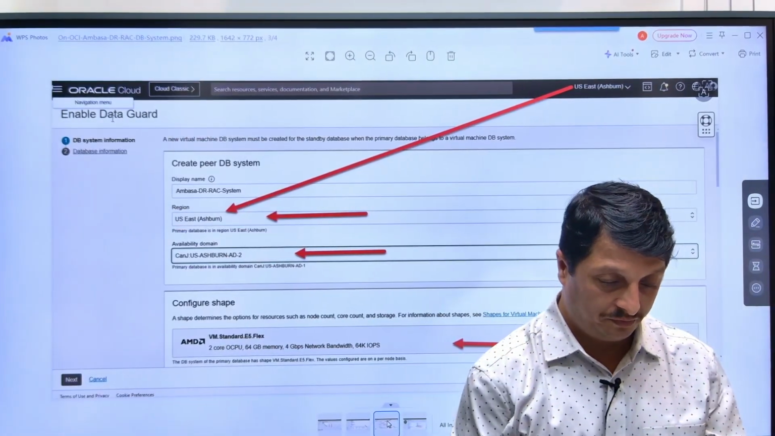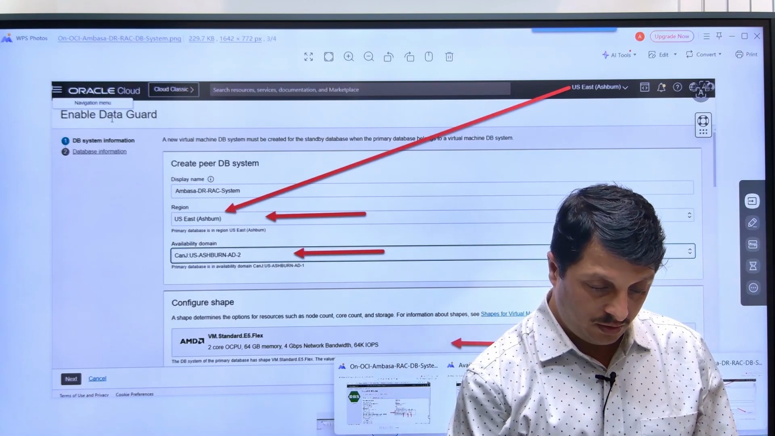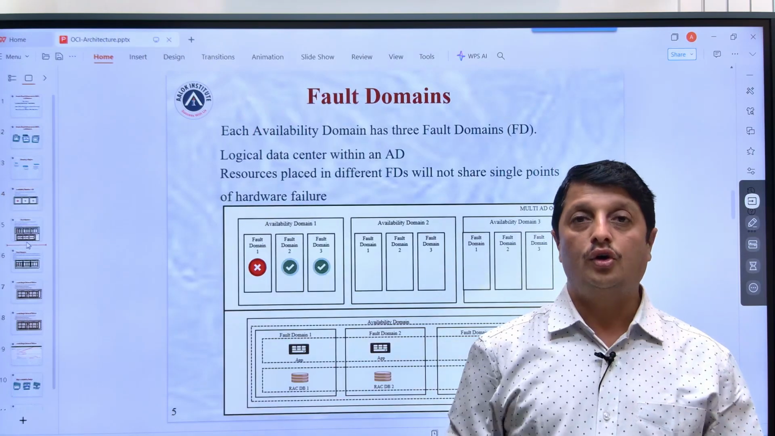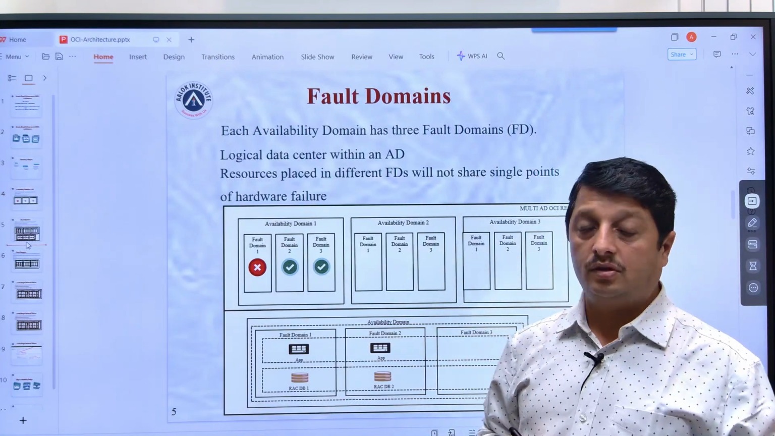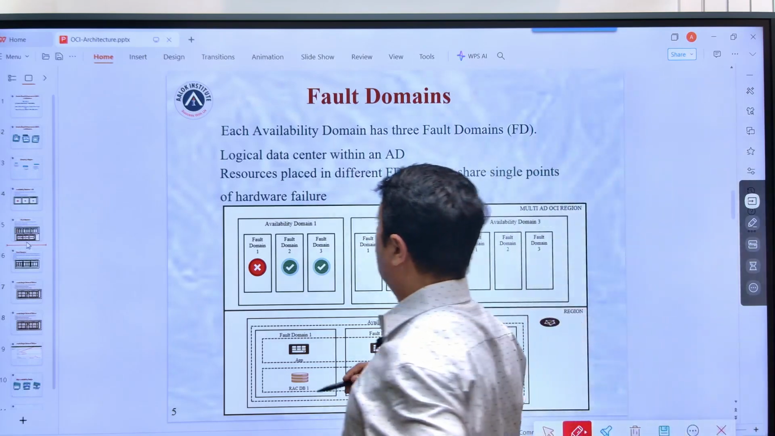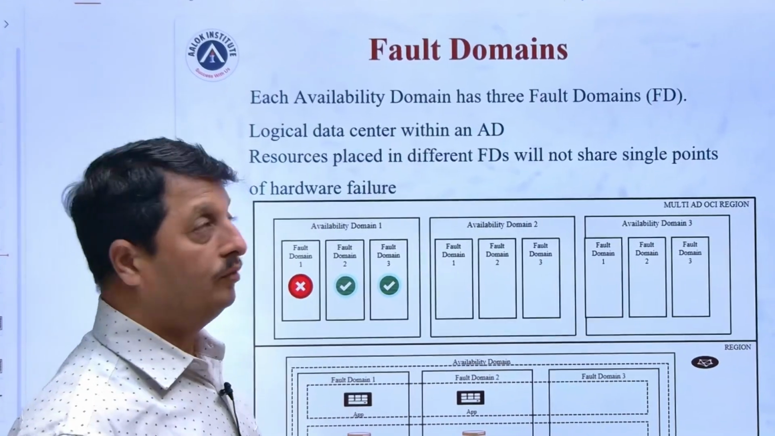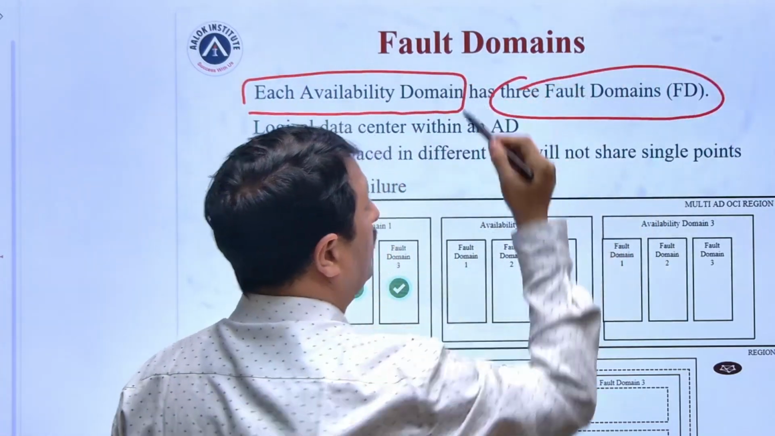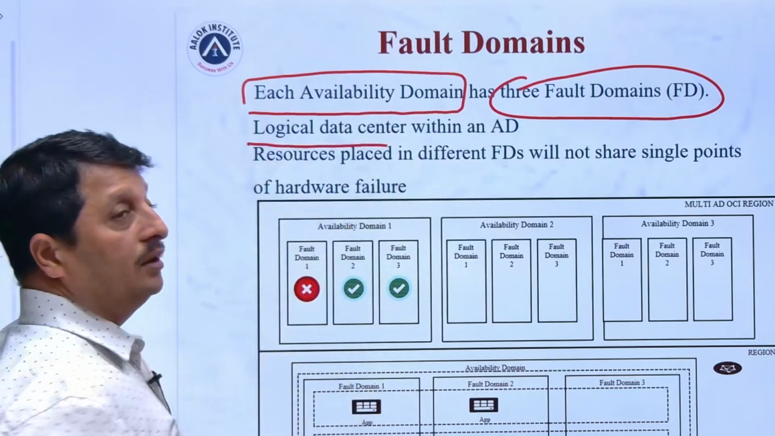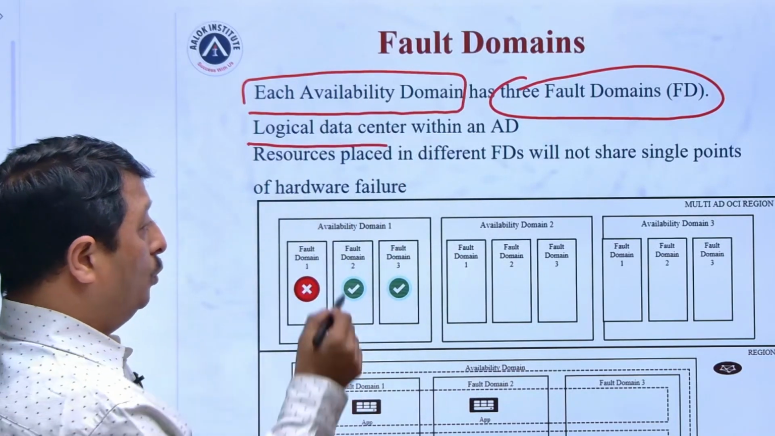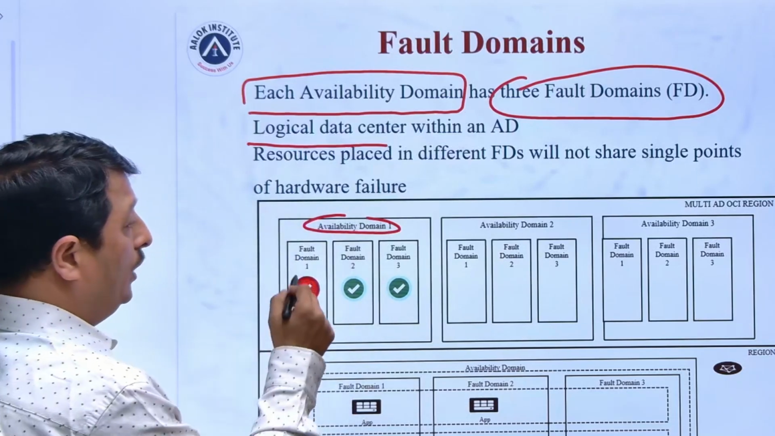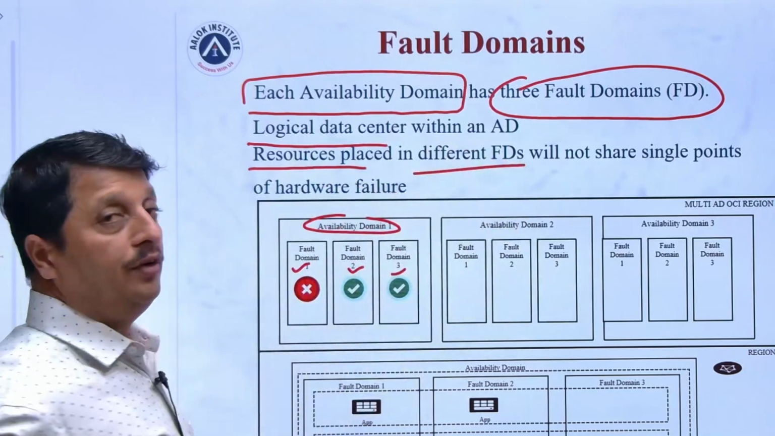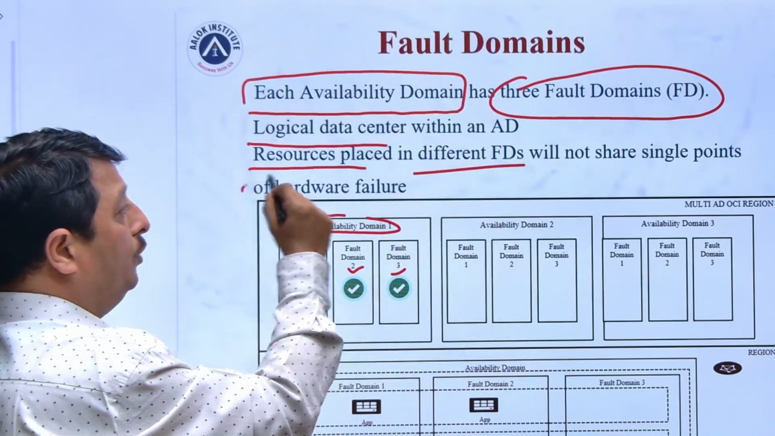Let's continue with the next one. Now we have to discuss the third point, fault domains. What are fault domains? You have to start by understanding what fault domains are and how many we have. Within each availability domain, we have three fault domains, which are logical sets within the availability domain. They are isolated with separate hardware. Your resources are placed in different FDs to avoid a single point of failure.